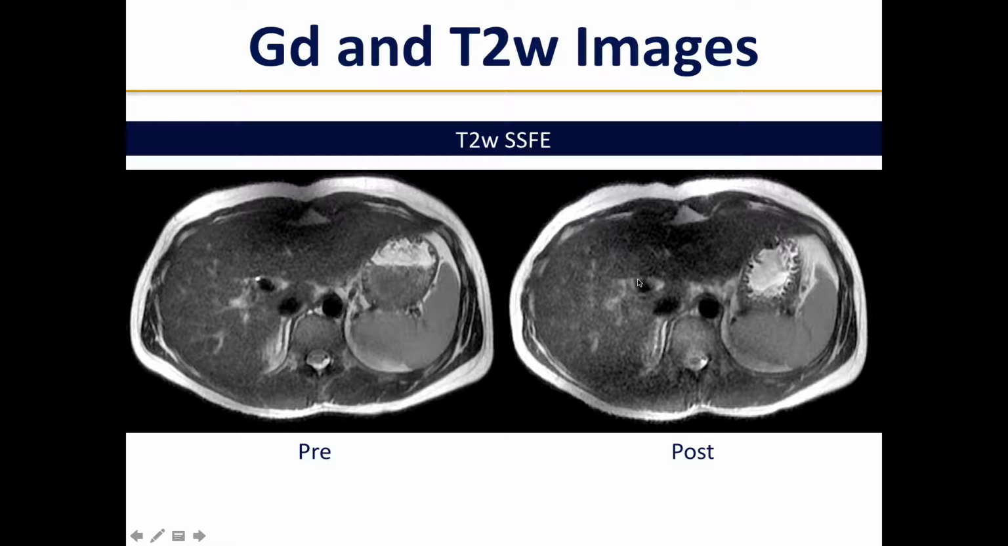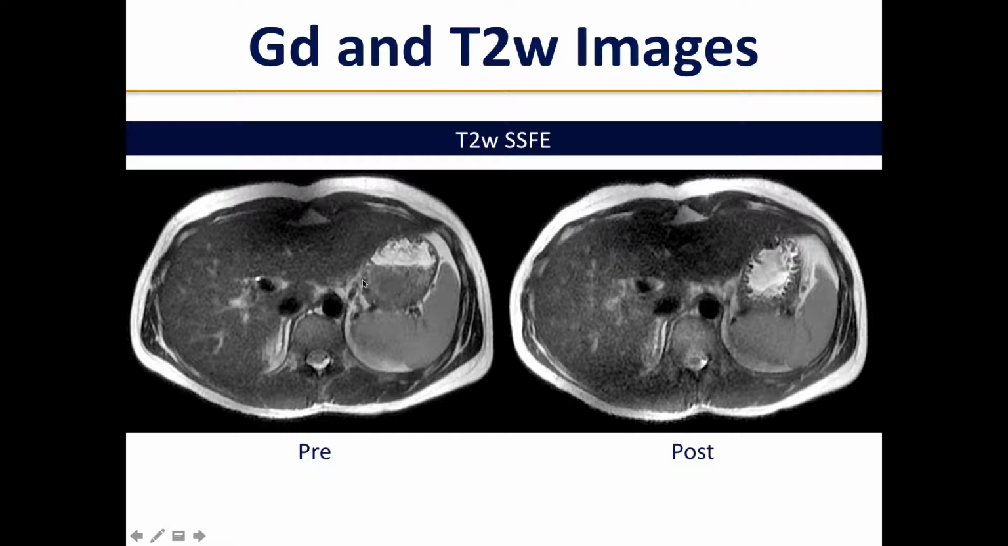What happened? Did the bile duct disappear? No, we gave Eovist, so there's Eovist in this bile duct, and Eovist causes T2 shortening. So on a T2 weighted image, the bile ducts look dark, but other than the bile ducts looking dark, you can see that there's really no difference between these images.